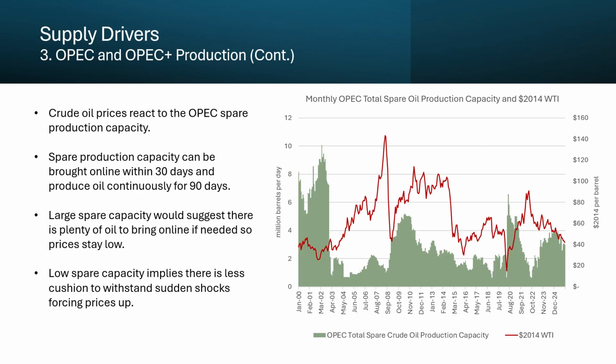In addition to OPEC Plus production quotas, crude oil prices also react to the OPEC spare production capacity. What is it? Spare production capacity can be brought online within 30 days and produce oil continuously for 90 days. It is an indicator of how well the global oil market can respond to potential oil supply disruptions due to wars and natural disasters. Large OPEC spare capacity would suggest there is plenty of oil to bring online if needed, so prices stay low, whereas low capacity implies there is less cushion to withstand sudden shocks and price increases. Chart to the right illustrates this point.